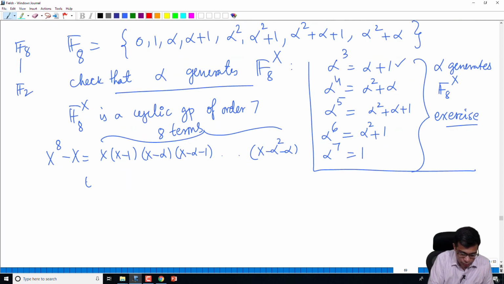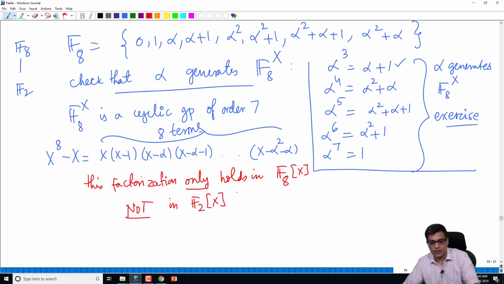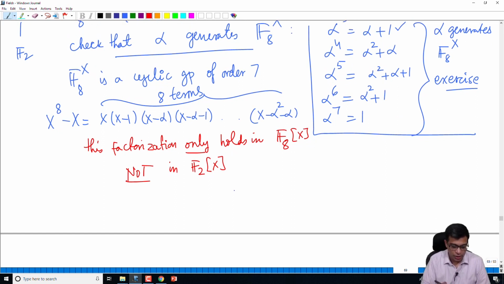Remember this factorization only holds in F8[x], not in F2[x], because remember alpha squared, all these elements are not in F2[x]. So how do you actually find the factorization in F2[x]? This is where we have to use the theorem.